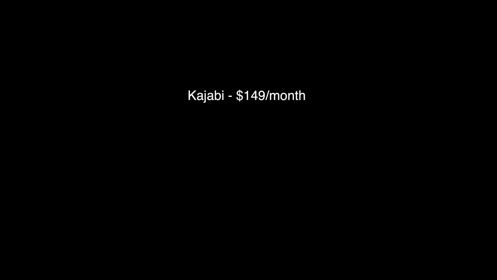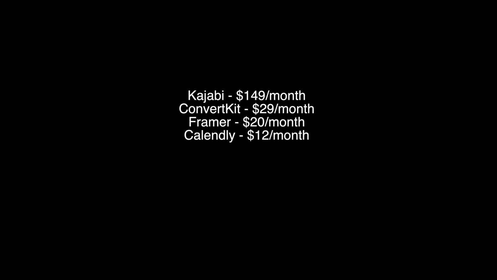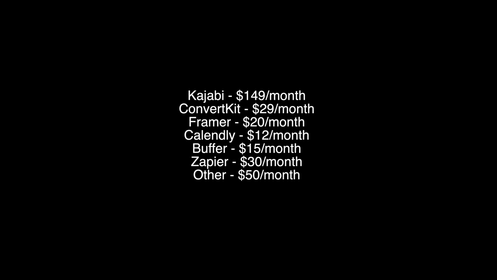Kajabi was $149 a month. ConvertKit is $29 a month. Framer is $20 a month. Calendly is $12 a month. Buffer is $15 a month. Zapier is $30 a month. And all the other small tools I was using were about $50 a month in total. So that makes it a total of $305 a month, which makes it a total of $3,600 for the entire year. On the other hand, High Level costs me $97 a month, which is about $1,164 a year. So I'm saving over $200 a month, or over $2,000 per year.